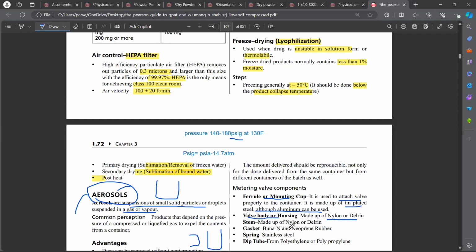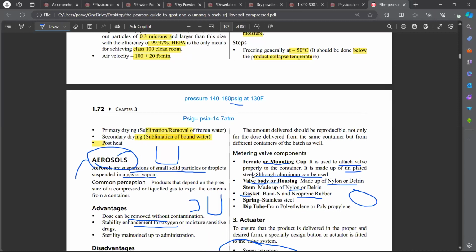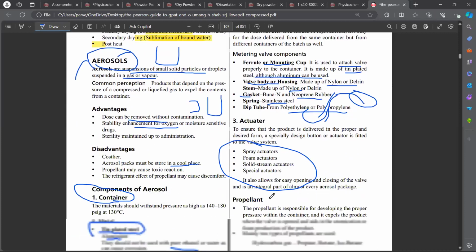The stem is made up of nylon and Delrin. The gasket, which is nothing but a rubber ring, is made up of Buna and neoprene rubber. It also generally consists of a spring, which is made up of stainless steel, and a dip tube. The dip tube is something like this, through which the contents from the aerosol enter and are expelled outside. It is made up of polyethylene or polypropylene.